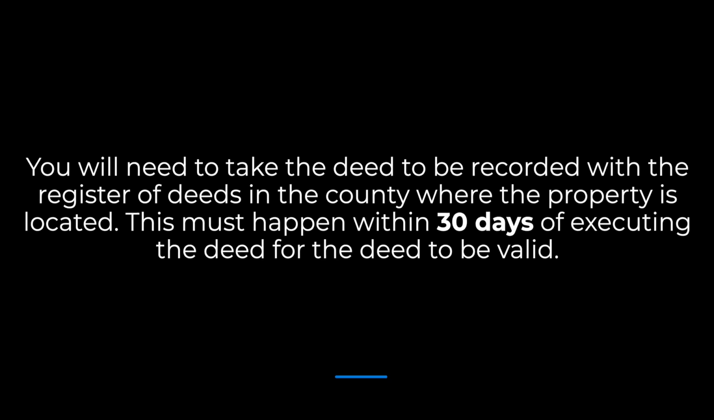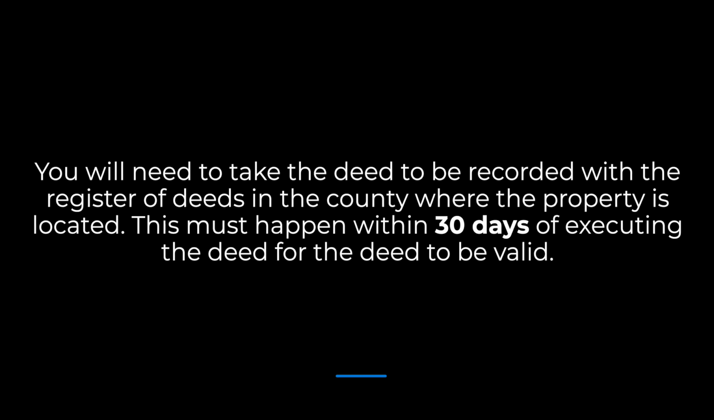After completing the transfer on death deed, the next step is to sign it before 2 disinterested witnesses, or people who won't benefit from the property transfer, and get it notarized. Lastly, you'll need to take the deed to be recorded with the Register of Deeds in the county where the property is located. This must happen within 30 days of executing the deed for the deed to be valid. Additionally, the deed must be recorded before your death.